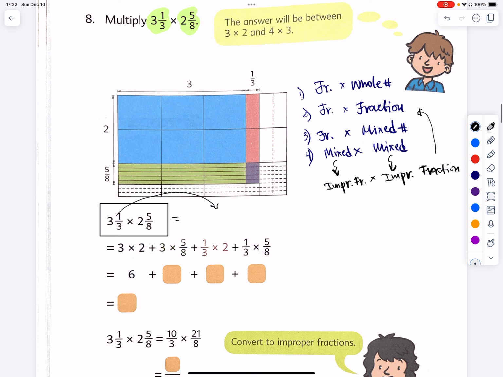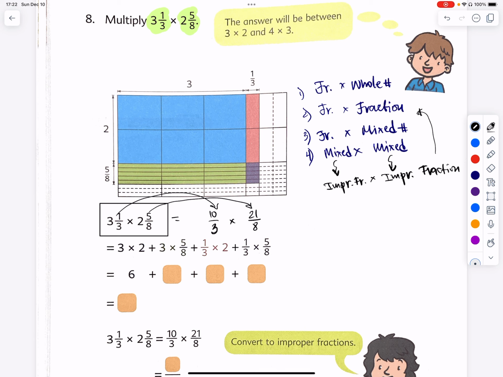So 3 1/3 is the same as 9/3. No, sorry, 10/3. It's 10/3. Now 2 5/8 is the same as 21/8, right? 21/8. Now we're going to multiply their equivalents.